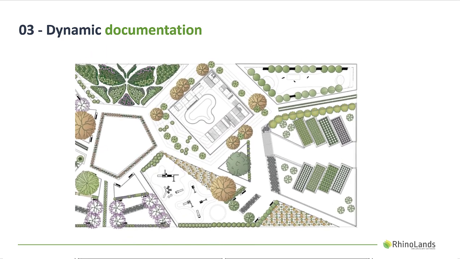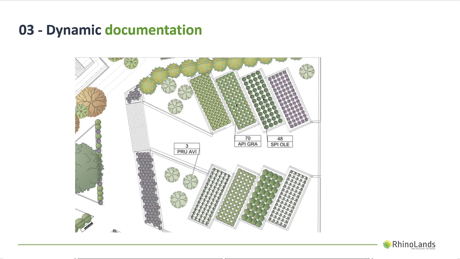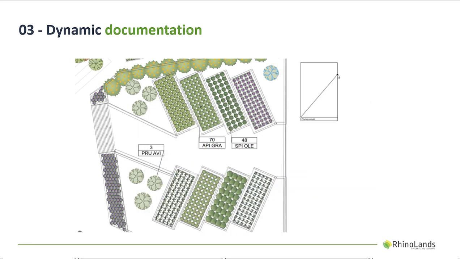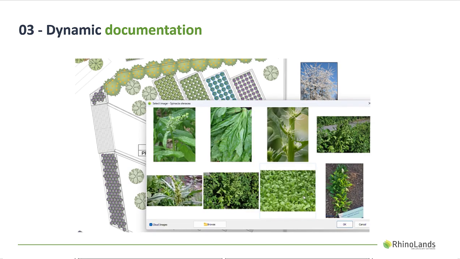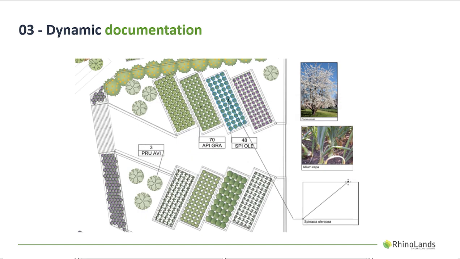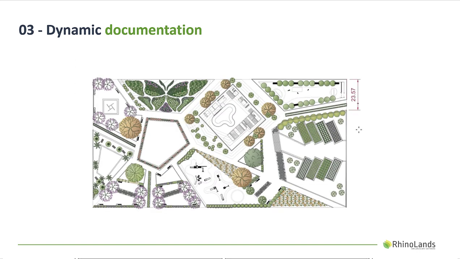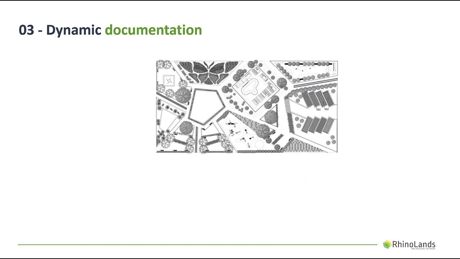Another notable feature is dynamic 2D documentation. You can tag plants, add labels, and generate quantity takeoffs for species, urban furniture blocks, walls, zones, and other elements within the model. Additionally, you can include images of the species and produce 2D plans, sections, and elevations for the project. In this way, you produce different documentation of the same project model.